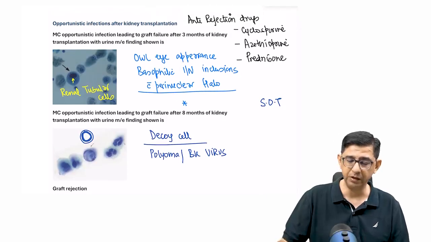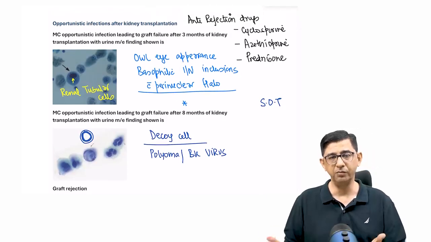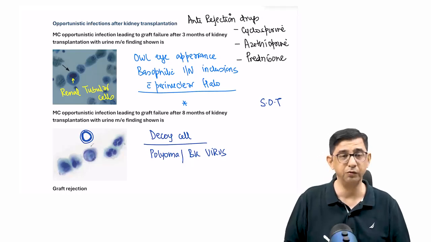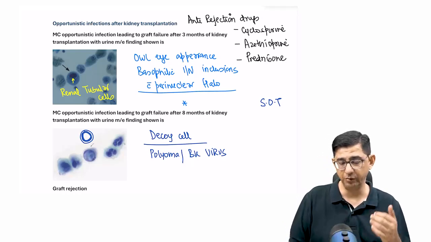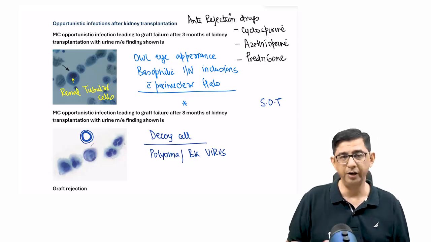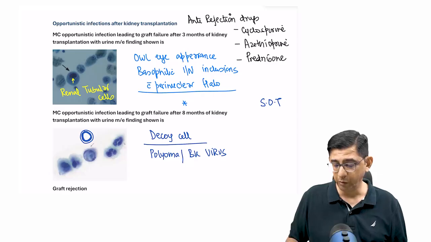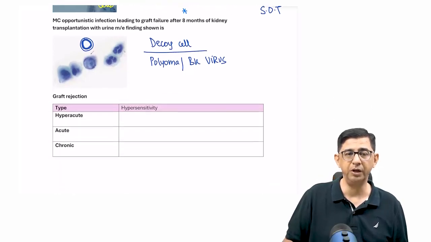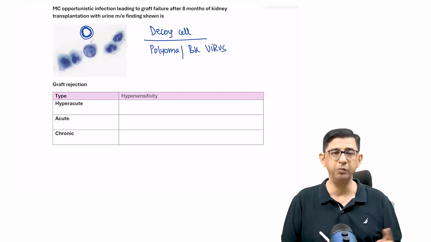Because of anti-rejection drugs, the immunity is lesser. The last time I spoke about opportunistic infections was with respect to HIV positive patients, but today I'm describing it with respect to kidney transplantation. Then there can be one more reason why the graft may not function optimally, that is graft rejection, because no two human beings are alike.